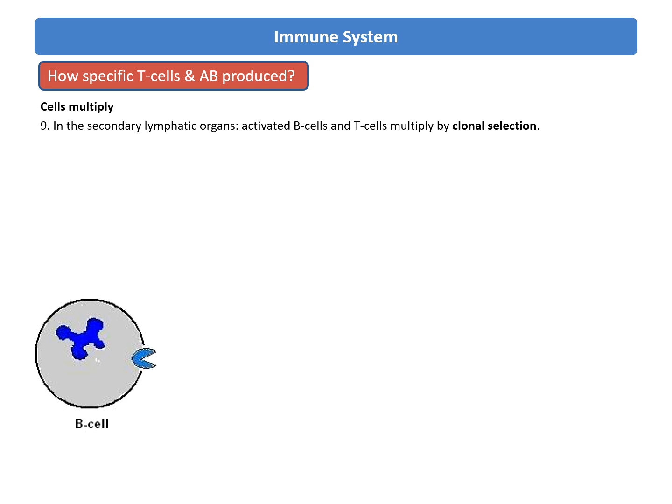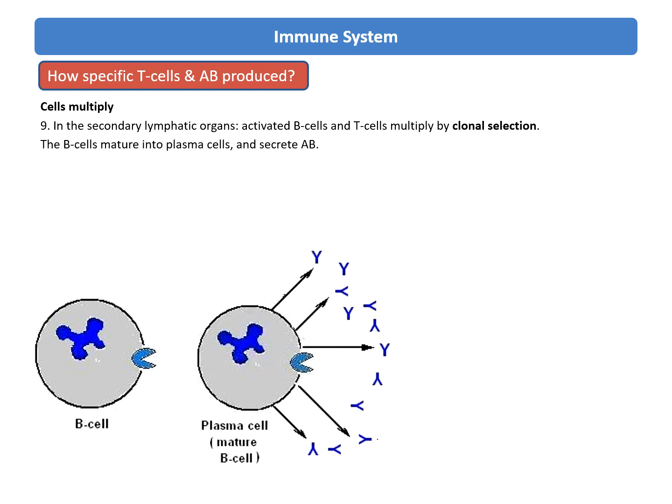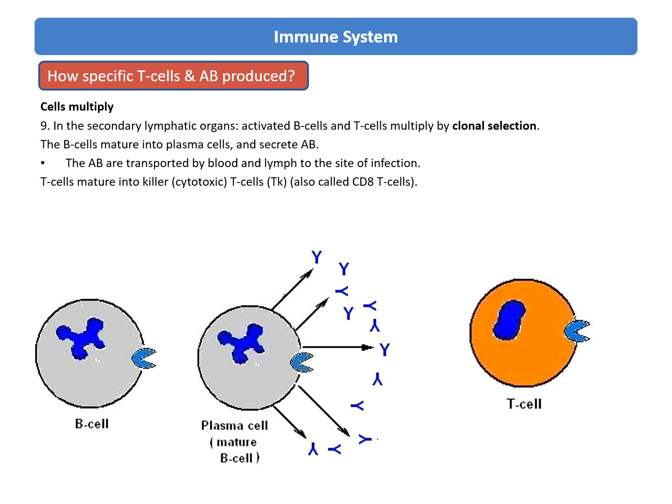In the secondary lymphoid organs, the activated B cells and T cells begin to multiply. This is called clonal selection. The B cells mature into plasma cells and secrete antibodies. Millions of antibodies are secreted. The antibodies are transported by the blood and lymph to the site of infection. Meanwhile, the T cells mature into killer T cells, cytotoxic T cells. They're also called CD8 T cells. The killer T cells are transported by the blood and lymph also to the site of the infection. So you see, we're mobilizing the defenses to fight off the infection.